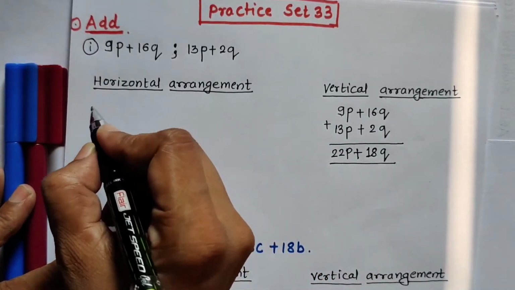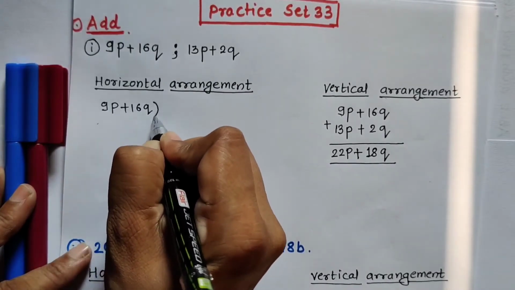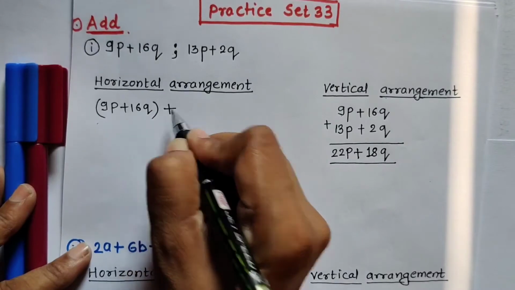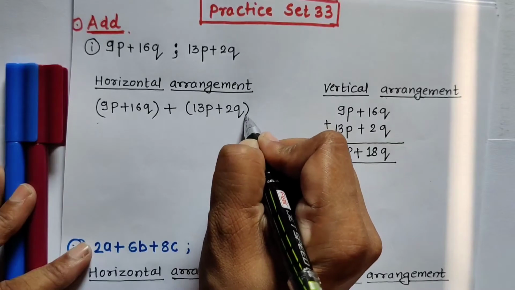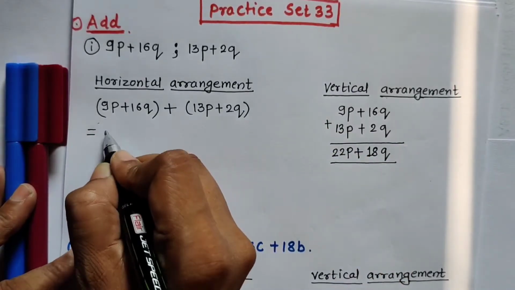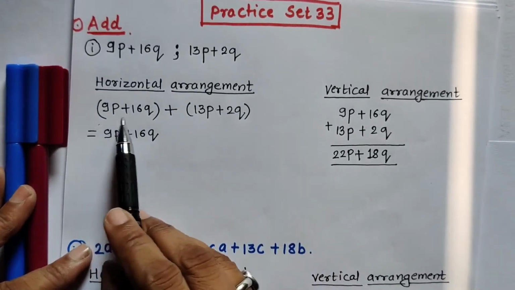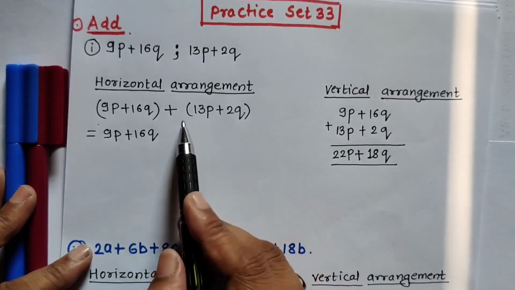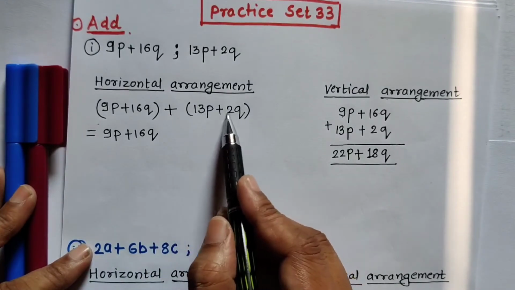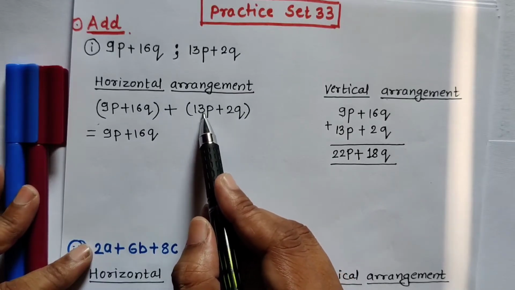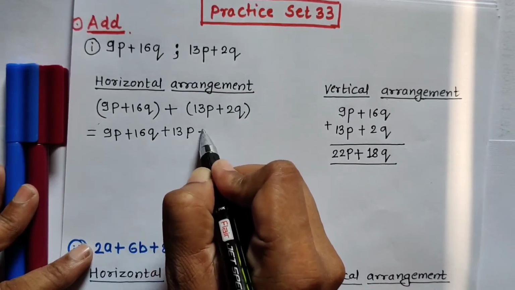Now let us see how to write in the horizontal arrangement. 9p plus 16q, the first binomial, we put in a bracket, then write the plus sign, and the second binomial we write in a second bracket. Now what we do, we remove the brackets first. The first binomial we write as it is. While writing the second binomial, let us check the sign. Plus sign is there, so we don't change the sign of the terms of the second binomial. So we write as it is, 13p plus 2q.